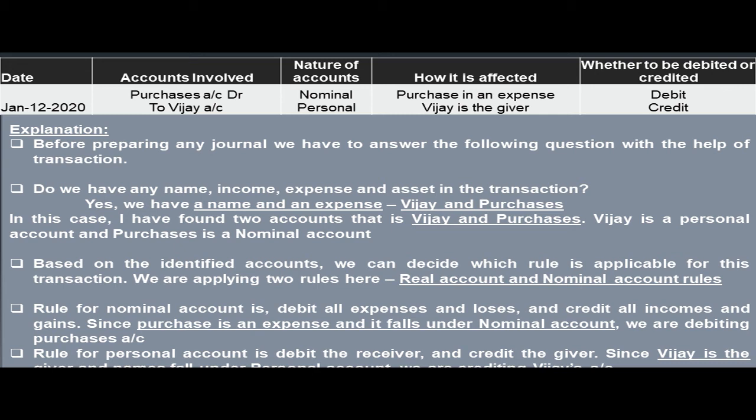The rule for nominal account is debit all expenses and losses, credit all incomes and gains. Since purchase is considered as an expense and it falls under nominal account, we are debiting purchase account. The rule for personal account is debit the receiver, credit the giver. Since Vijay is the giver and all the names come under personal account, we are crediting Vijay account.